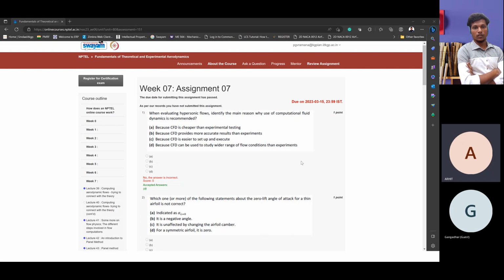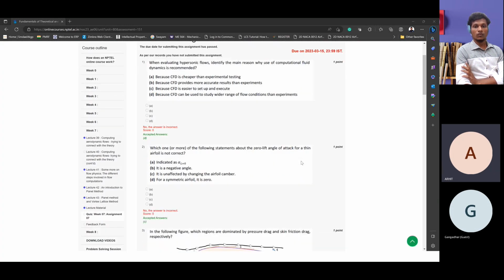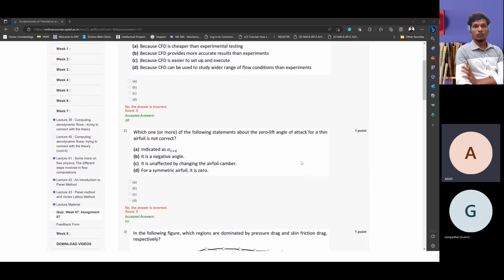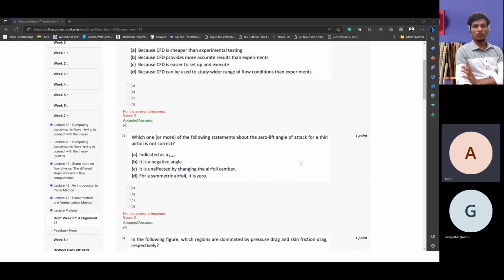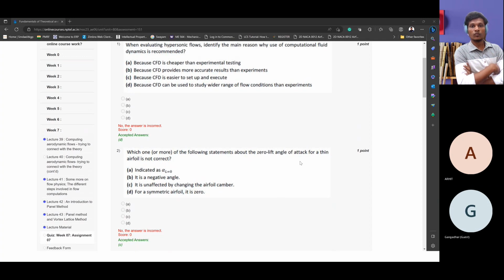Hope you can understand now why the answer is D. Okay, sir, got it. It will be more costly, I think, in setting up different types of flow arrangements in wind tunnels. Sir, a wider range of flow conditions can be easily done in CFD than in wind tunnels, because in wind tunnels we have to set up the whole instrumentation for different types of flow conditions. Yes, yes.